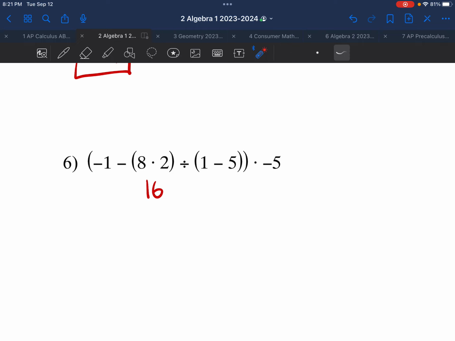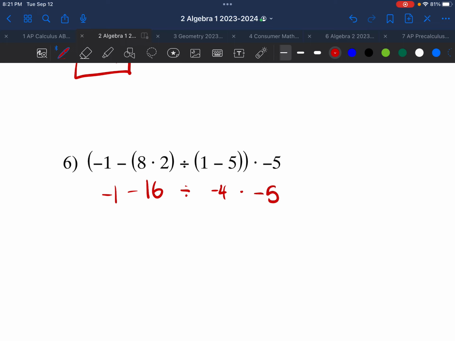If you're confused on how to do 1 minus 5, just remember that this is a minus sign, that's a plus sign, so you subtract. 5 minus 1 is 4, take the sign of the larger, this is going to be a negative 4. And I'm going to drop down everything else. I have this negative 1 with a minus sign down here, so negative 1 with a minus sign. I'm going to drop down the division in between here and here, so I have divided by, and I'm going to multiply by negative 5.